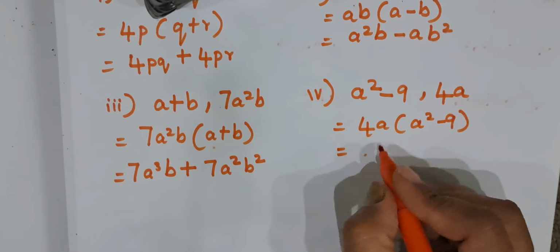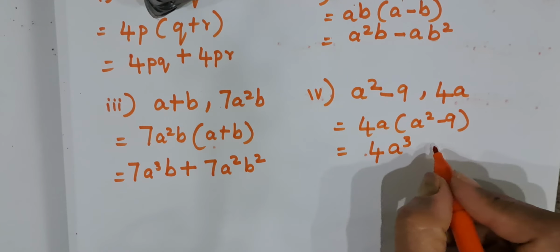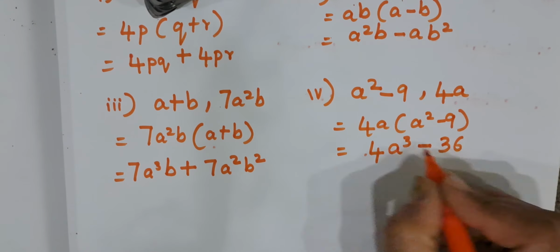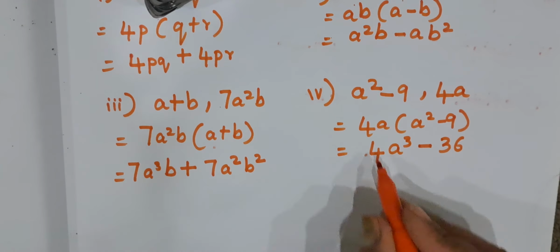So 4 into 1 becomes 4. A times a square becomes a cube. Minus 9 fours are 36. When there are constants, we can directly multiply with the number and keep as it is.